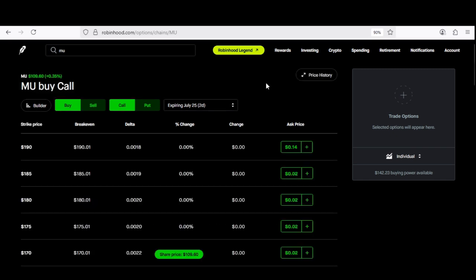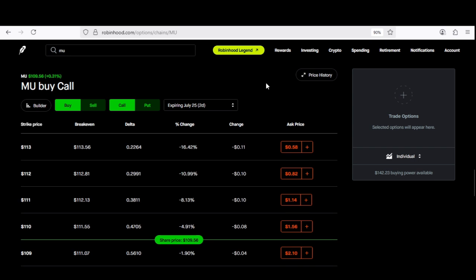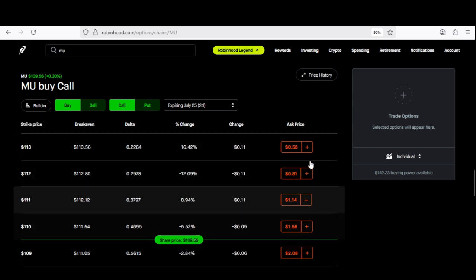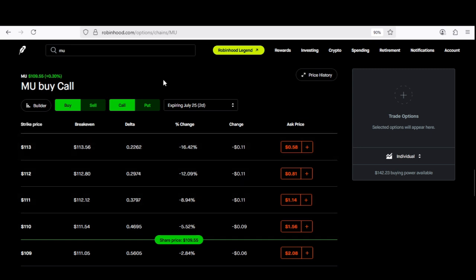Now, for those of you new to the channel and for those of you new to options trading, this information down here in its entirety is what's known as the options chain. What the option chain does is that it gives you enough information in order for you to make an informed decision before entering any options contract.